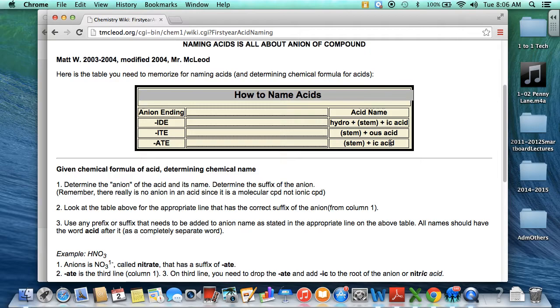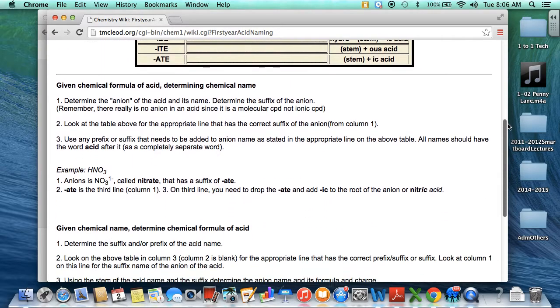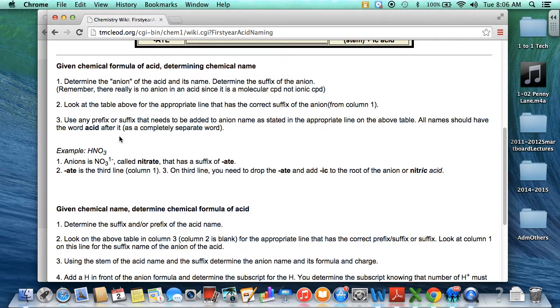So again, with all naming, there are two types. You're going from chemical formula to chemical name, or chemical name to chemical formula. We'll do the chemical formula to the chemical name first. Of course, everything's about the anion, so you determine the anion and its name. So HNO3, or H1 in parentheses, NO3 in parentheses 1. The anion is NO3 1 minus.